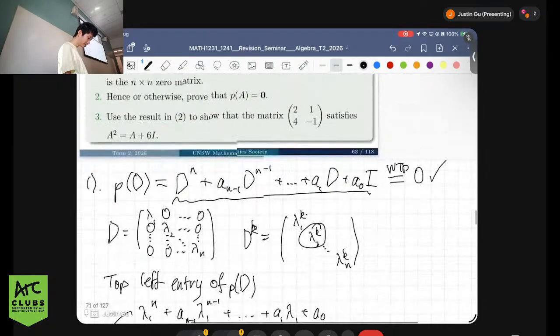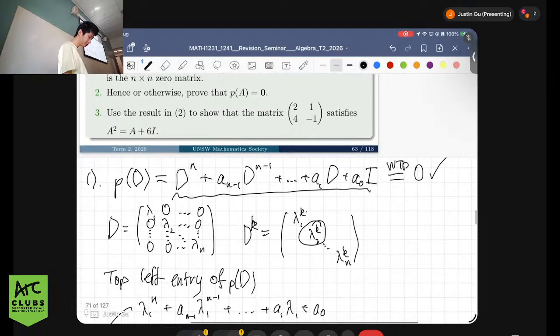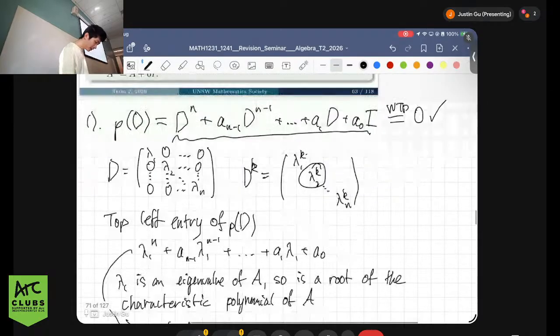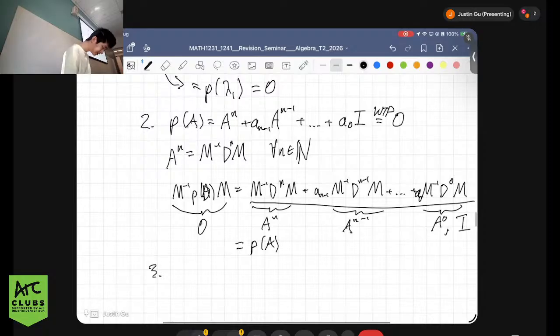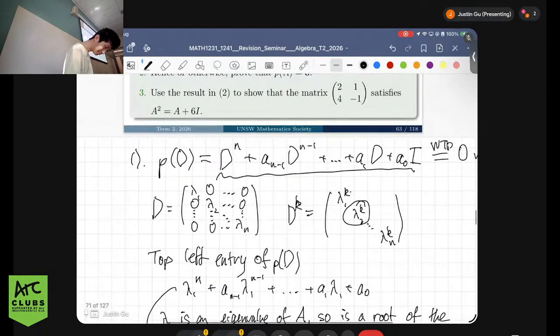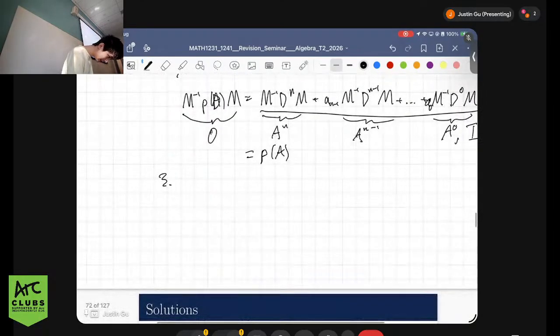Hence or otherwise, using the result in part 2, show that the matrix satisfies that. Okay, well, this is probably going to be very simple. The matrix is 2, 4, 1, negative 1. We'll just look at the characteristic polynomial of this.